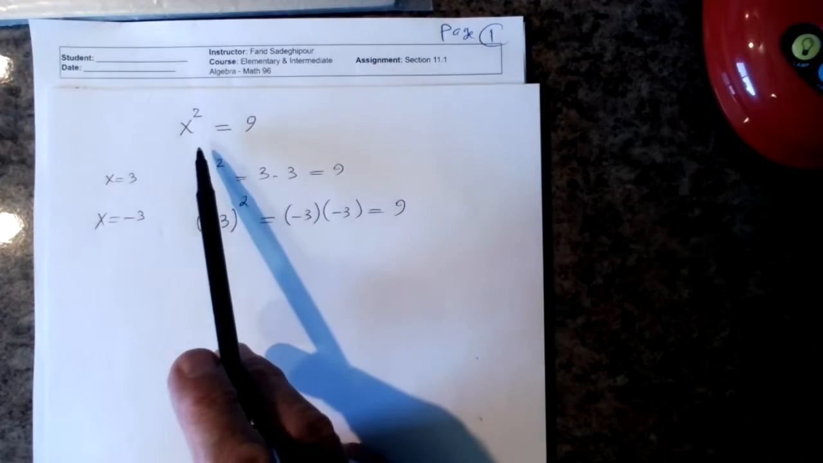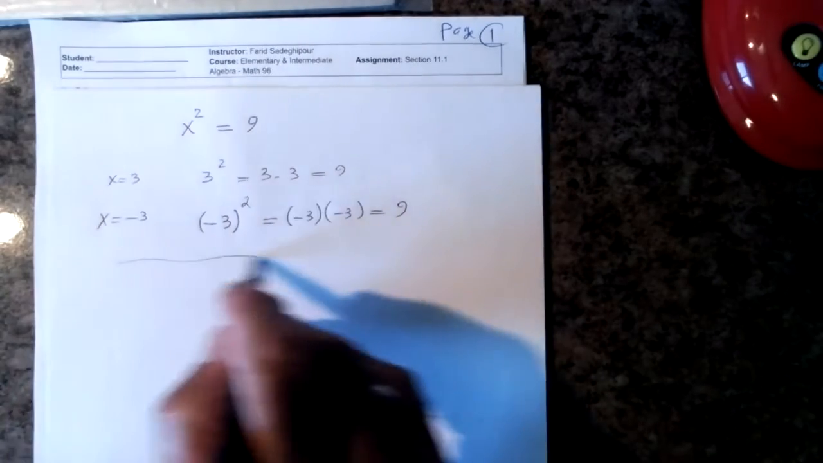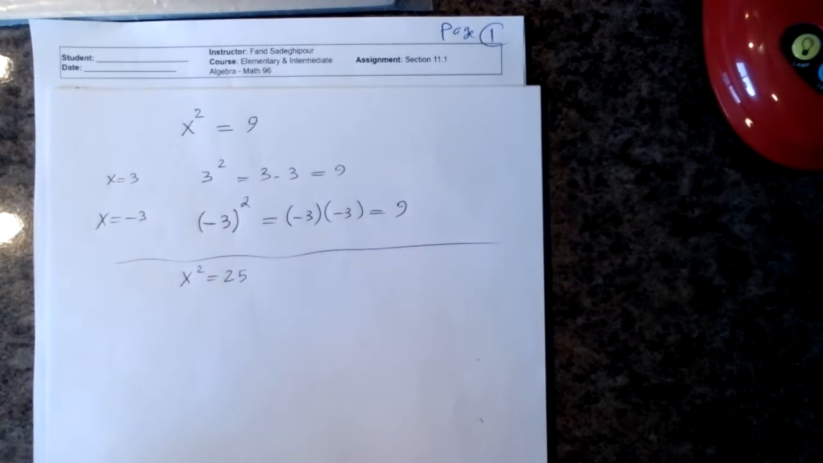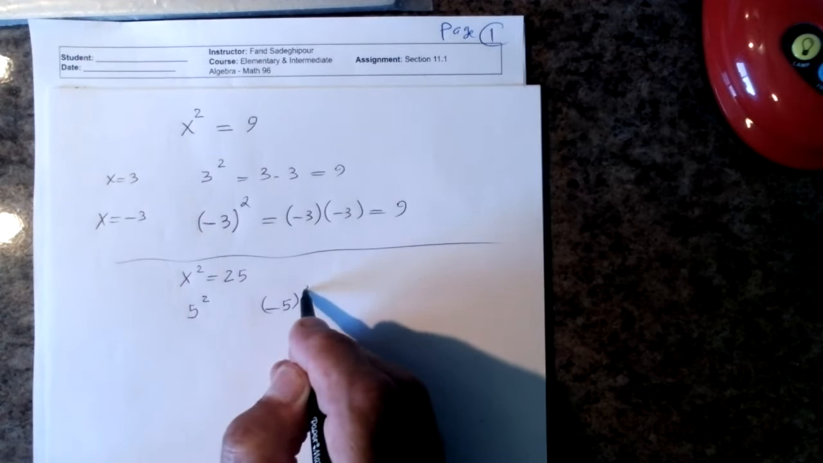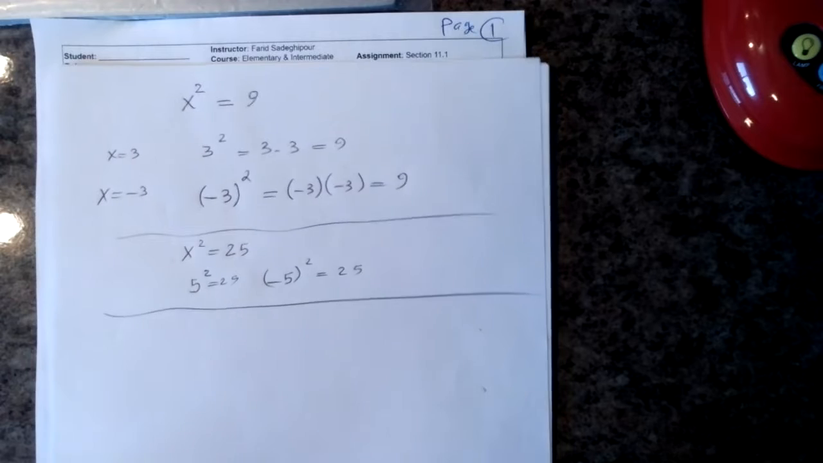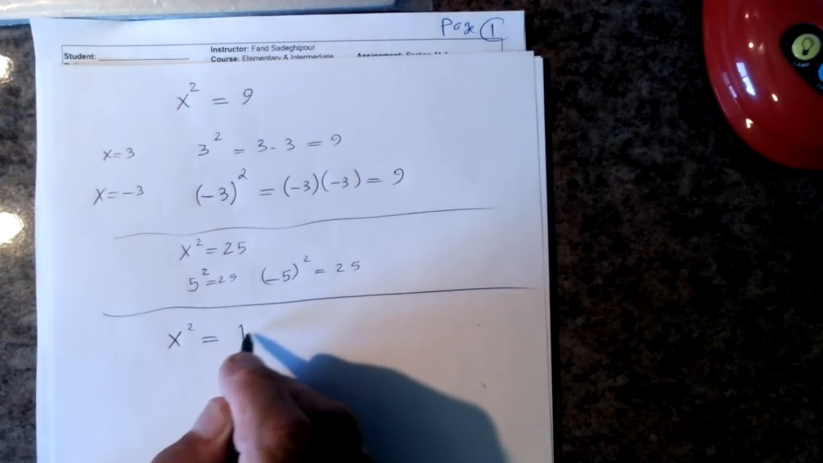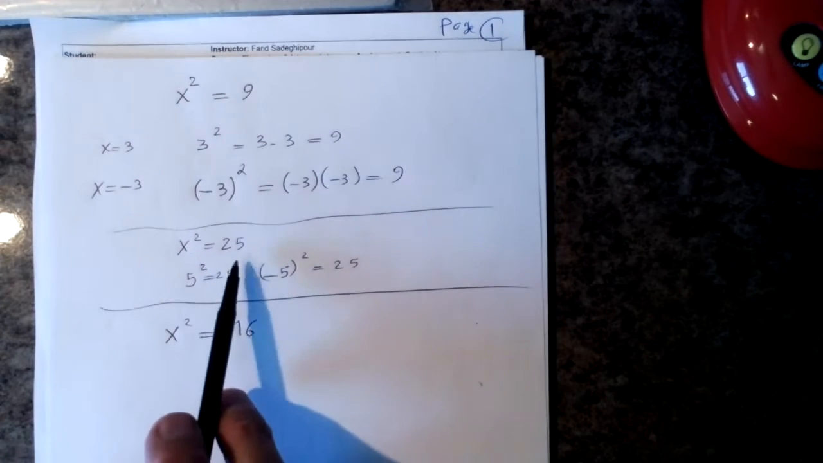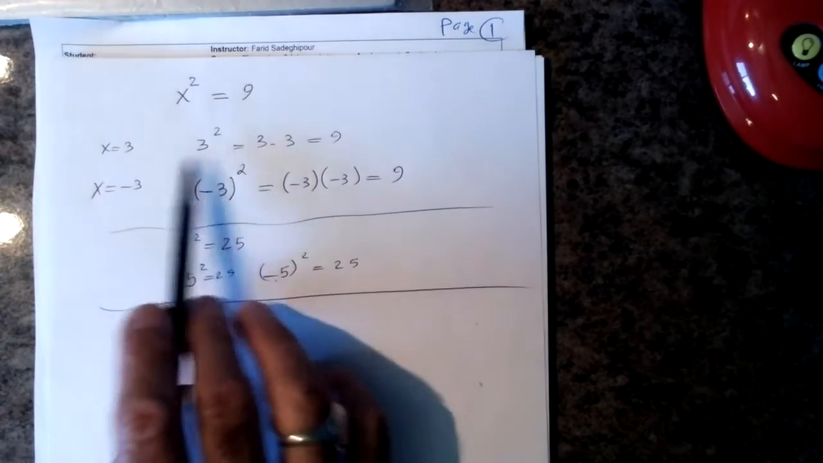So in a situation where x to the power of 2 is 9, you have two answers. Let's say x squared is 25. x can be 5 or negative 5, because in either case the answer is 25. So when you have an equation like x squared equal to 16, to find that 4, or 5, or 3, you could take the square root of both sides.